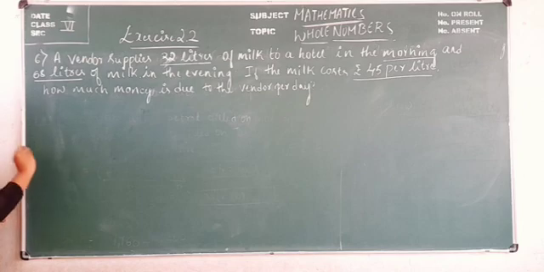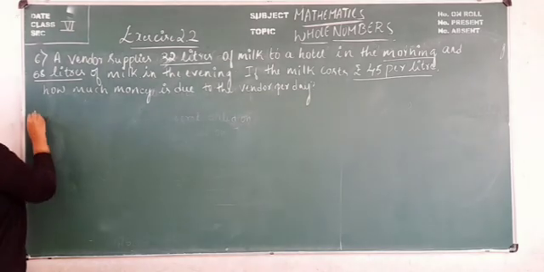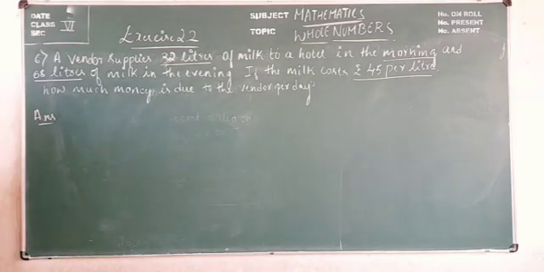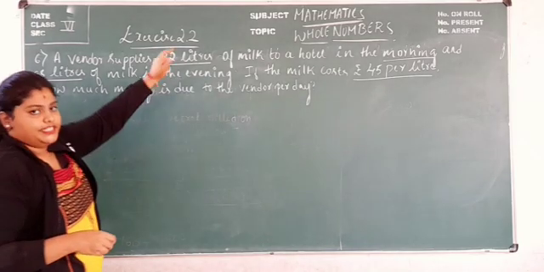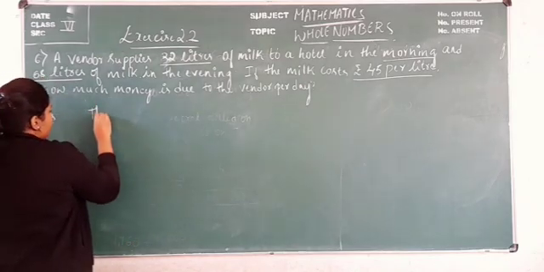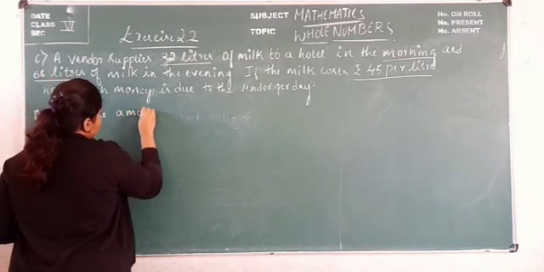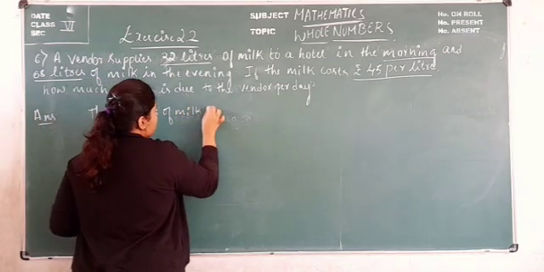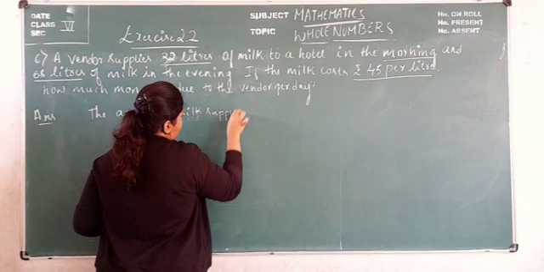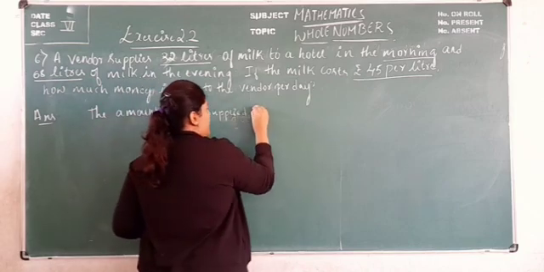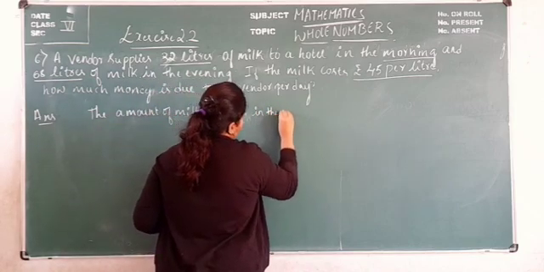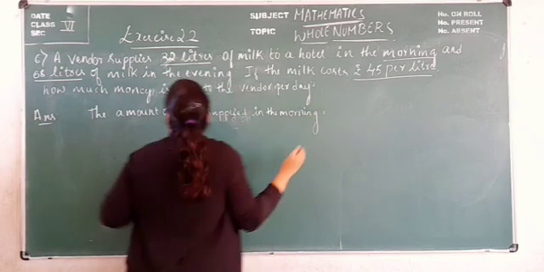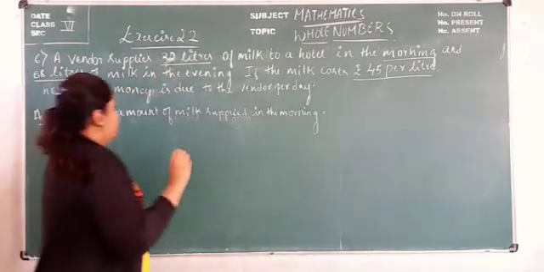So for that, first we have to write the given data. First we know the amount of milk supplied to the hotel in the morning. The amount of milk supplied in the morning is equal to how many liters? Yes, 32 liters.